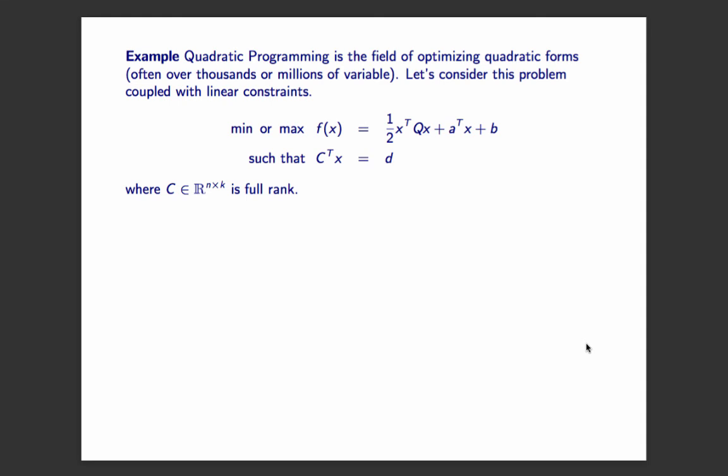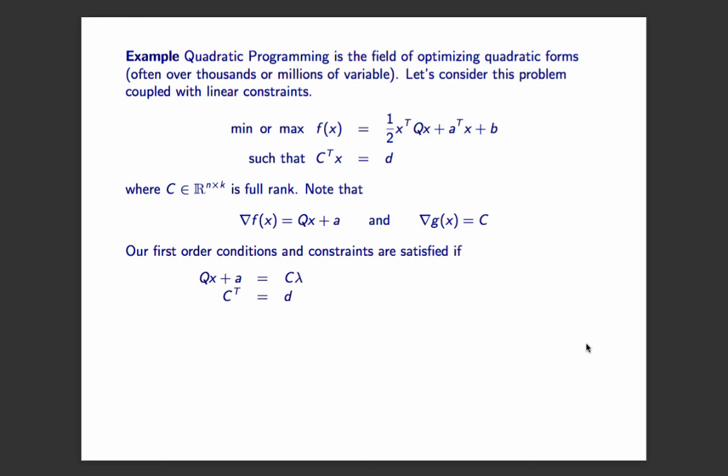Now, let's take a look at another example. Quadratic programming is the field of optimizing quadratic forms, often over thousands or millions of variables. So let's consider optimizing this quadratic form coupled with a linear constraint. So I have a minimize or maximize a quadratic function subject to the constraint that C transpose x is equal to some vector d in k dimensions. Note that the gradient of f is Qx plus a, and the gradient of g is just the C matrix.